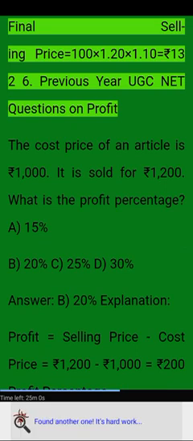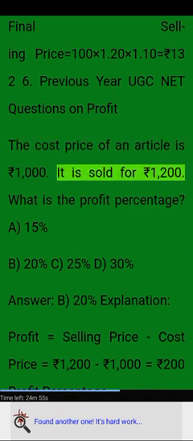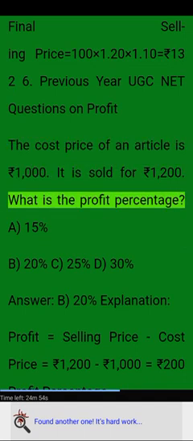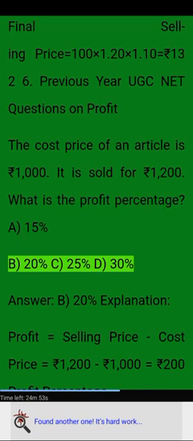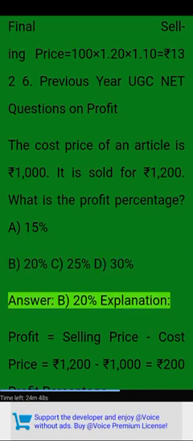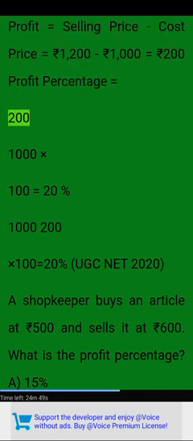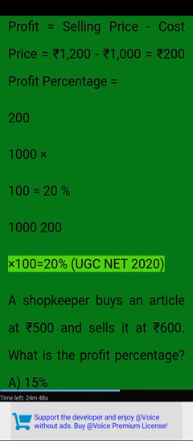6. Previous year UGC NET questions on profit. The cost price of an article is 1,000 rupees. It is sold for 1,200 rupees. What is the profit percentage? A. 15%. B. 20%. C. 25%. D. 30%. Answer. B. 20%. Explanation. Profit equals selling price minus cost price equals 1,200 minus 1,000 equals 200 rupees. Profit percentage equals 200 divided by 1,000 times 100 equals 20%.